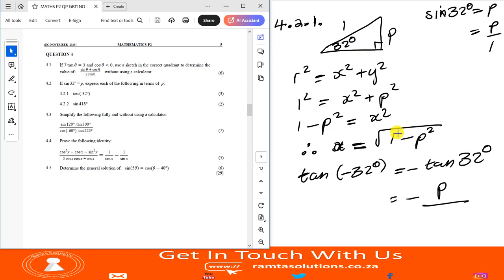Alright, square root of 1 minus p squared. Okay, so this is your tan 32 degrees. I repeat, guys, if you're using your mobile device, please don't forget to rotate your screen. Now let's head to 4.2.2.